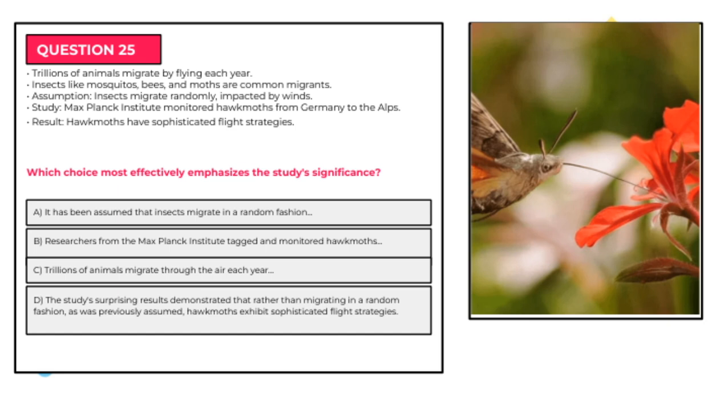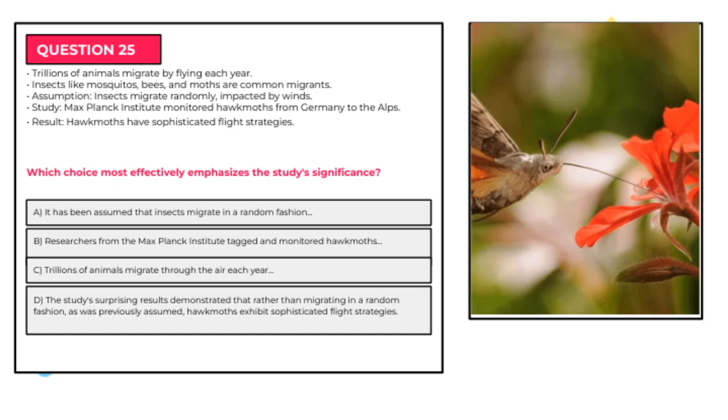To give some context, every year, trillions of animals take to the air in migration. We often think of larger animals, but insects like moths, bees, and mosquitoes are also major players in this global movement. In our research, scientists from the Max Planck Institute took a closer look by tagging and monitoring hawk moths. They tracked their movements from Germany all the way to the Alps, providing valuable data on how these insects migrate.